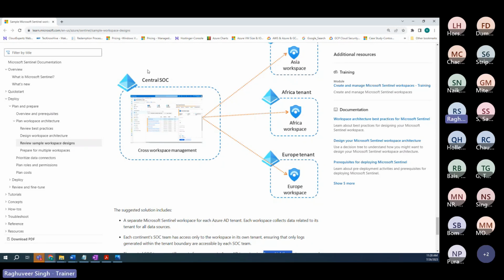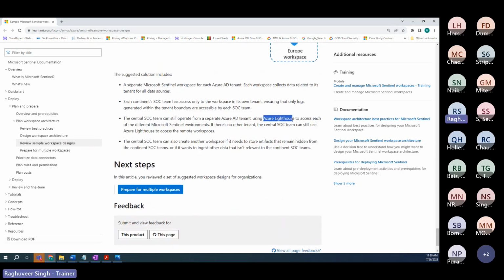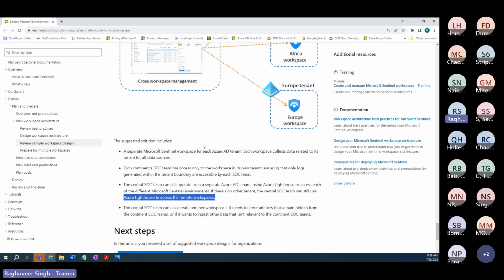So for you, this central SOC is DXC, which has access to all the data, but the individual operations team belonging to the customer have access to their operations related data only. That's the perfect scenario. So they are using Lighthouse to access each of the different Microsoft Sentinel environments. If there is no other tenant, the central SOC team can still use Azure Lighthouse to access the remote workspaces.